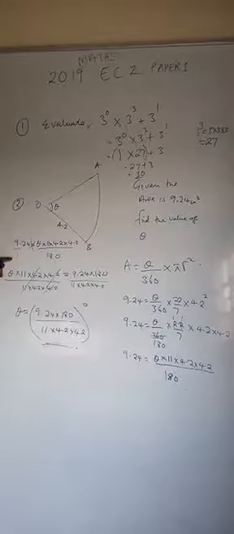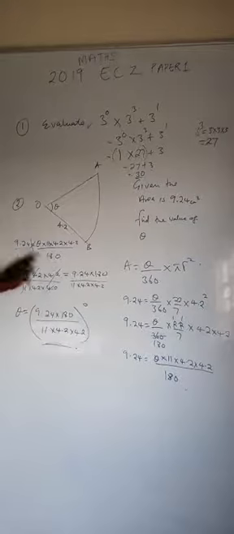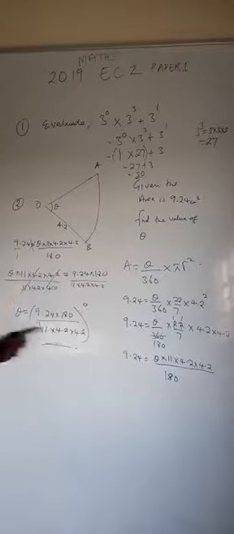Any number over 1, 1 times this one, it will be the same one. This times this is this side. You cancel these numbers this side, so that you remain with theta. Then you come here in brackets degrees.